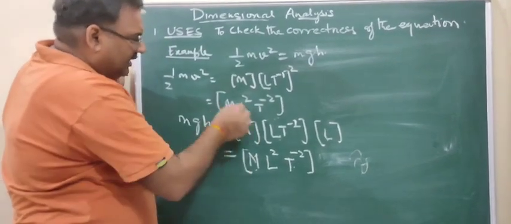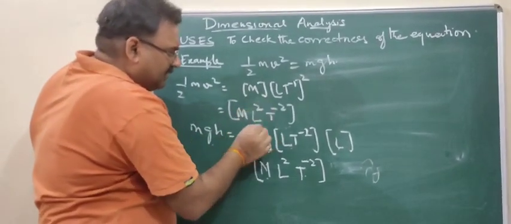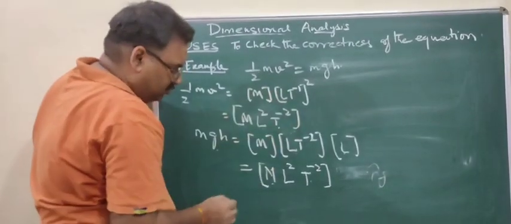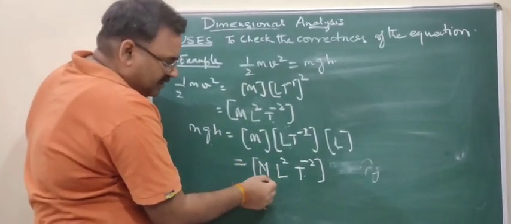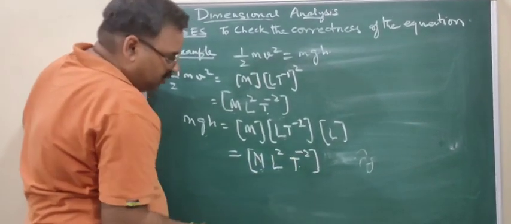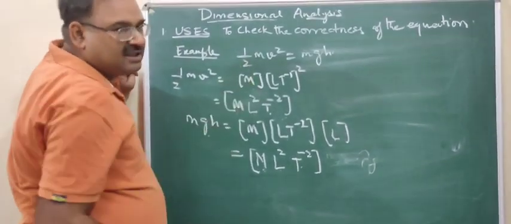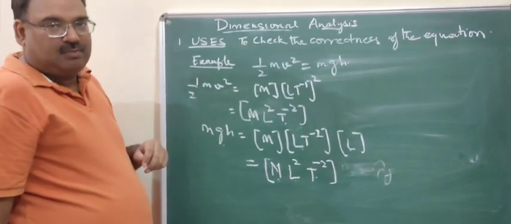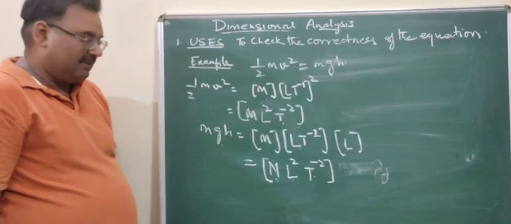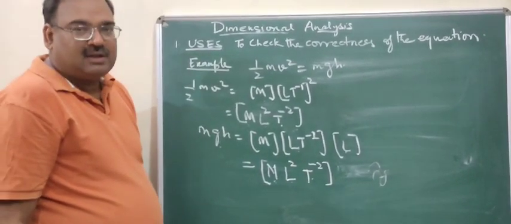Now what do we see? The dimension of half mv square is M L square T minus 2. Dimension of mgh is M L square T minus 2. So this equation is absolutely correct because both the sides have got the same dimension M L square T minus 2.